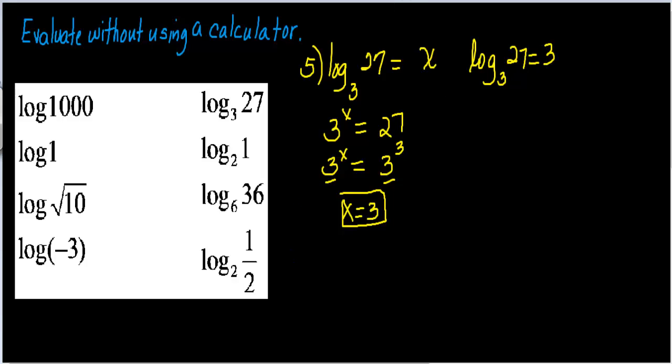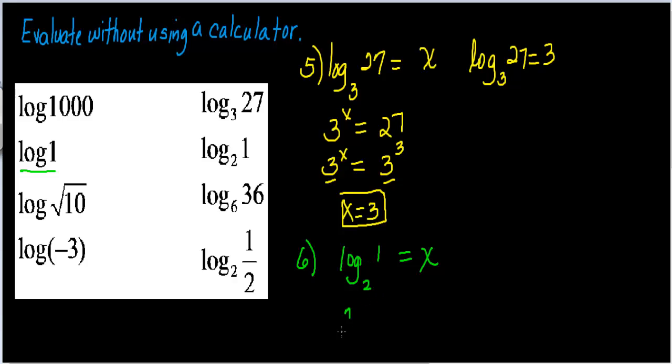Number 6. Number 6 says log base 2 of 1 equals x. We already know from a previous example that log of 1 is equal to what? Who remembers? Anything raised to what power will give you 1? Any base raised to what power will give you 1? It's 0. Let's go through the process though so you can see it.